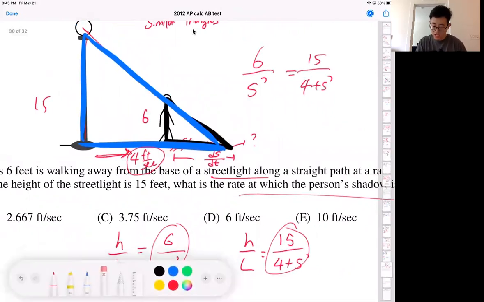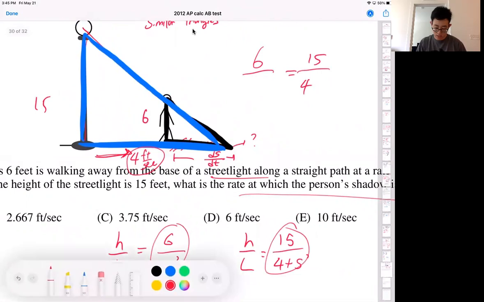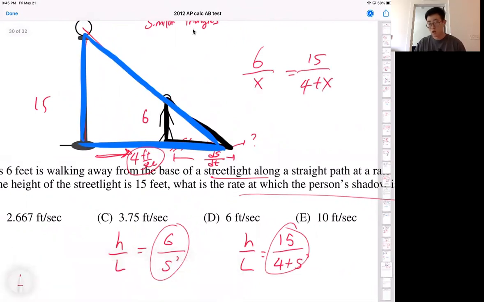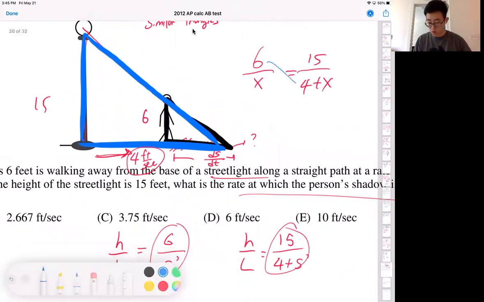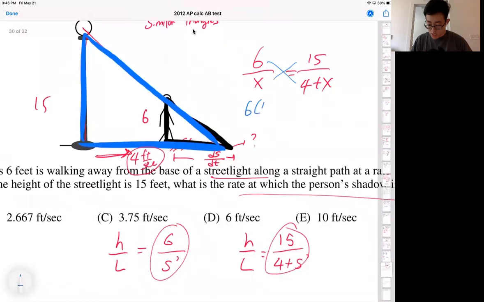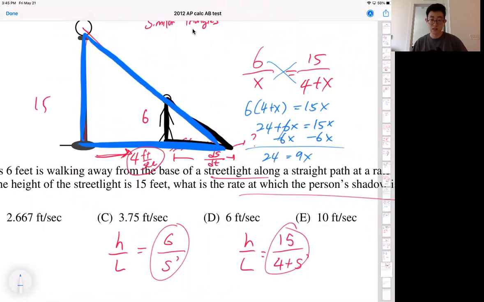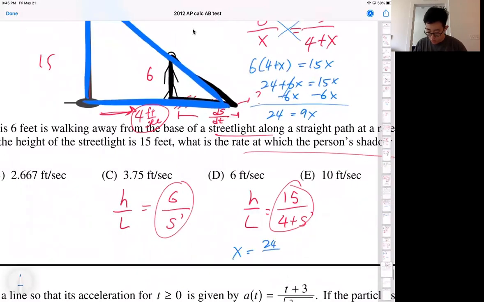Or you can just call this X, which will make it a lot easier. When you see a fraction equal to a fraction, you simply set up a ratio and cross multiply, right? So 6 times 4 plus X equals 15 times X. 24 plus 6x equals 15x. You subtract 6x on both sides of the equation. So 24 equals 9x. Divide by 9, and you get x equals 24 over 9.